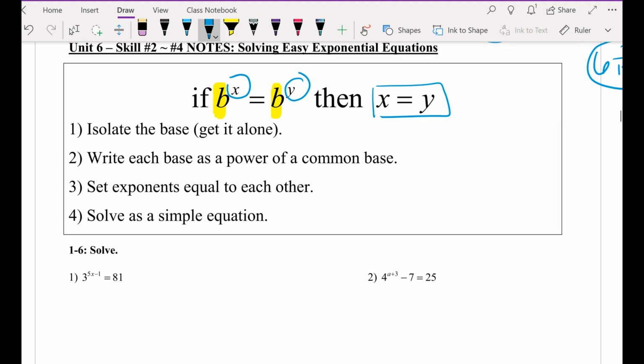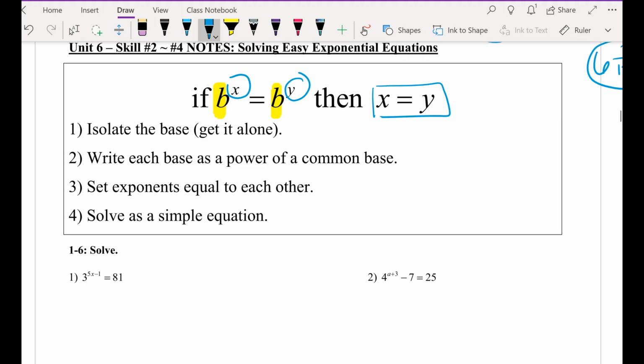So for any equations to be equal to one another, in this case we're just talking about exponentials, if the bases are identical, then the exponents must be identical for them to be equal. Can you help me with number 1? Isolate the base, just like isolate the radical.